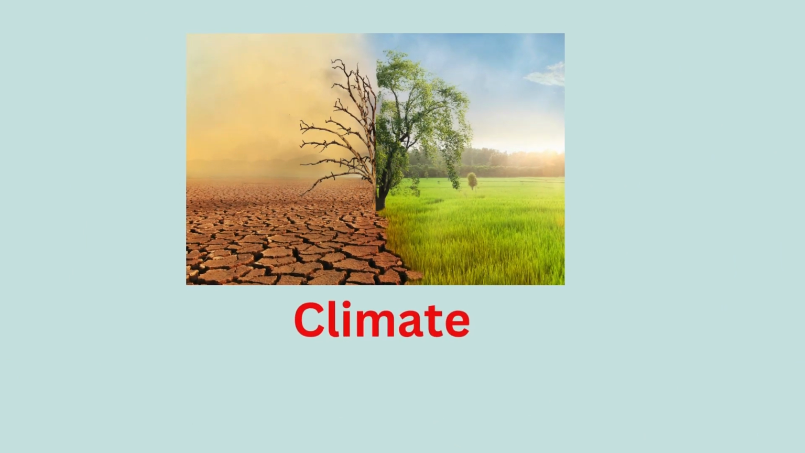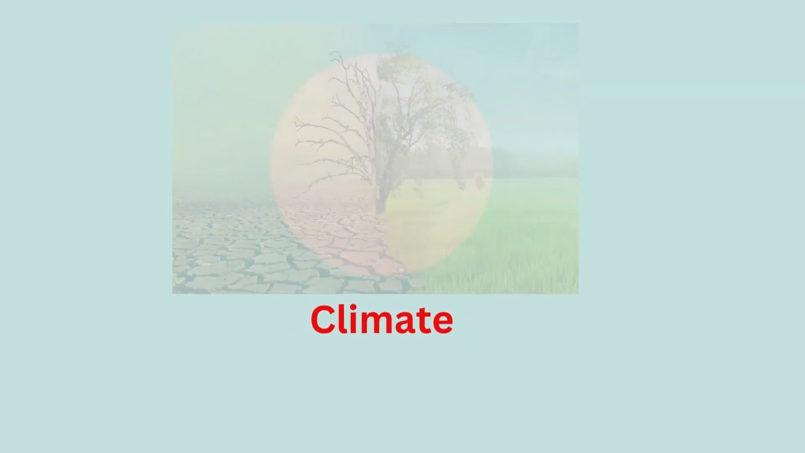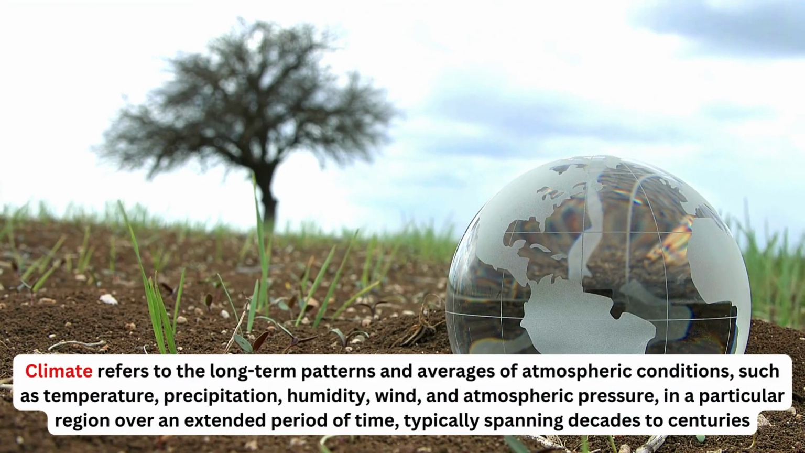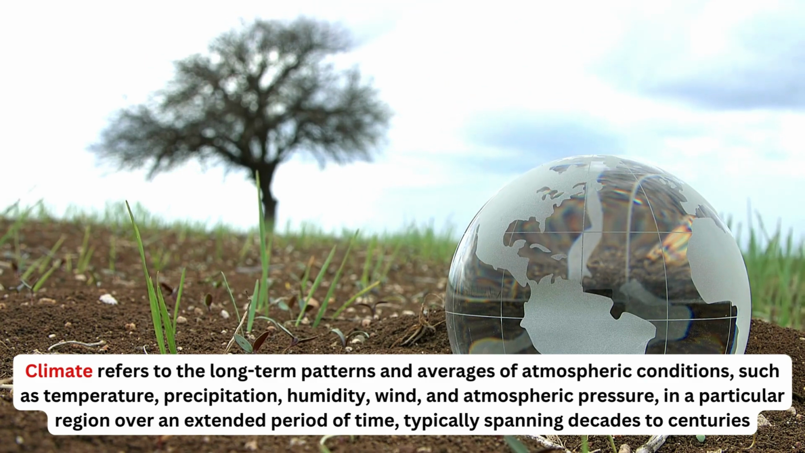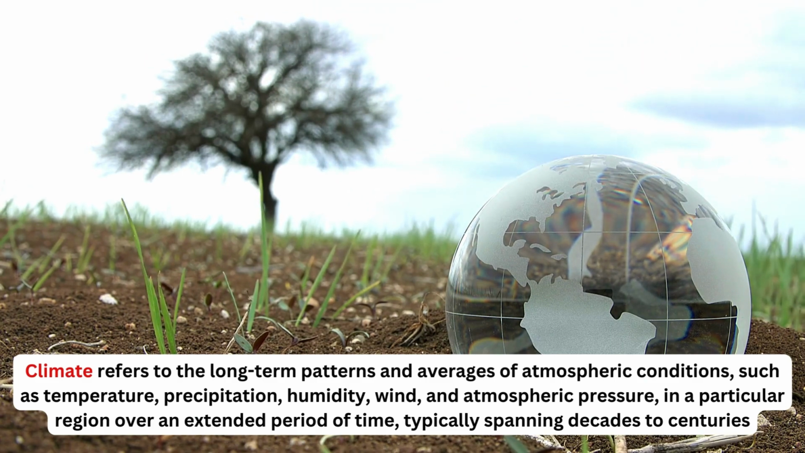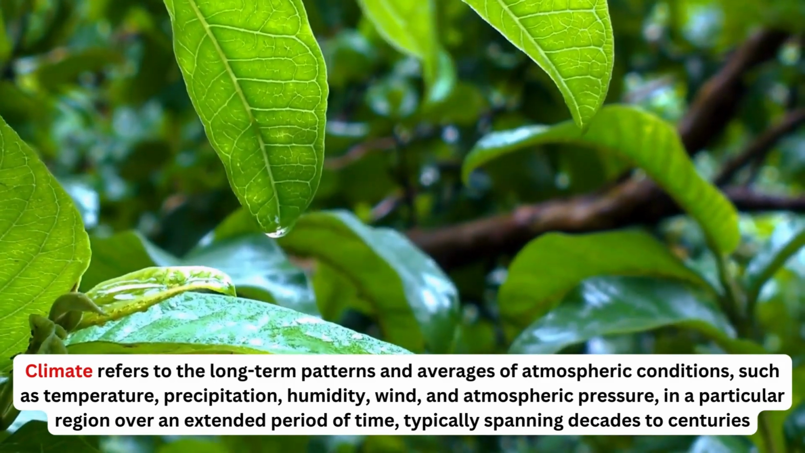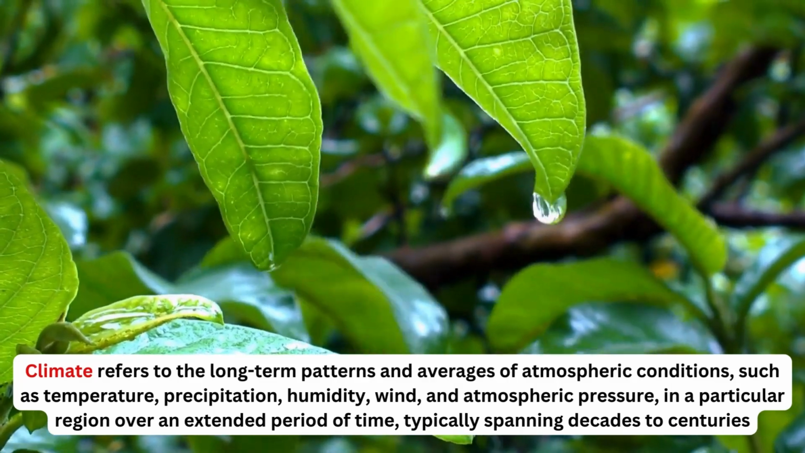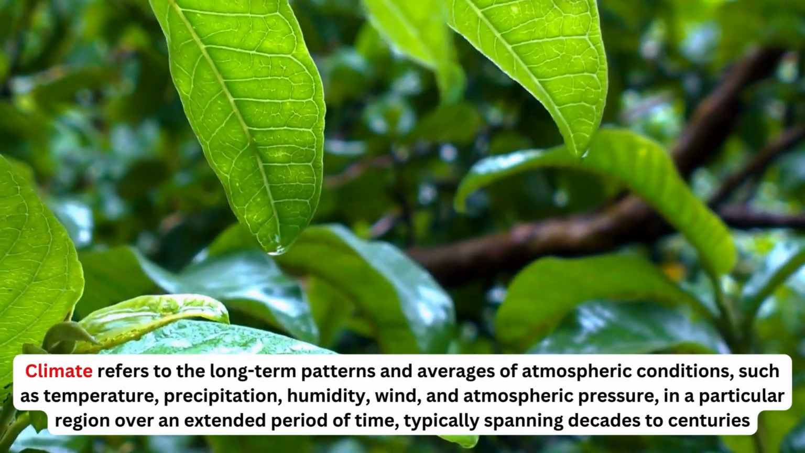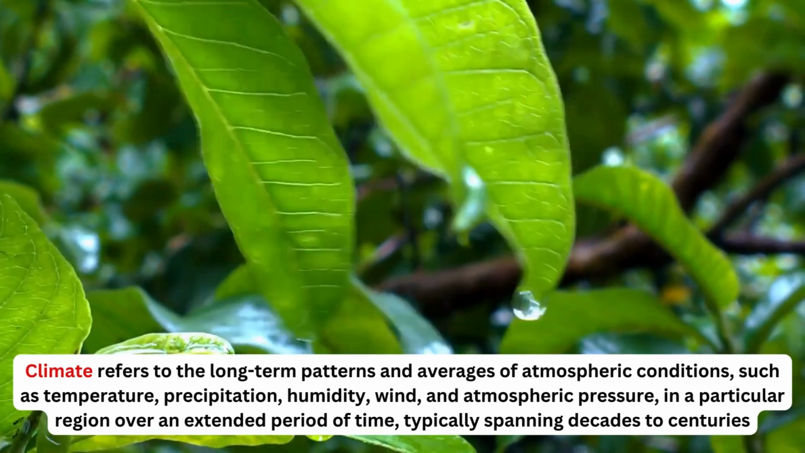Climate. Climate refers to the long-term patterns and averages of atmospheric conditions, such as temperature, precipitation, humidity, wind, and atmospheric pressure, in a particular region over an extended period of time, typically spanning decades to centuries.